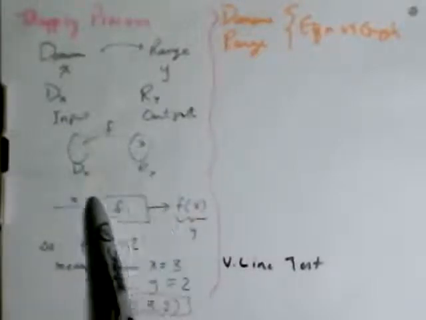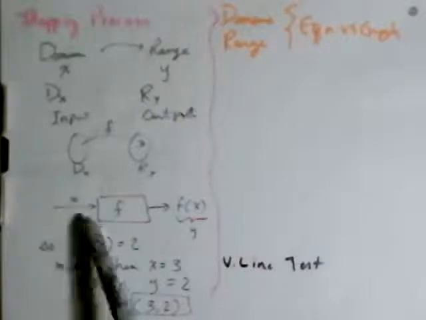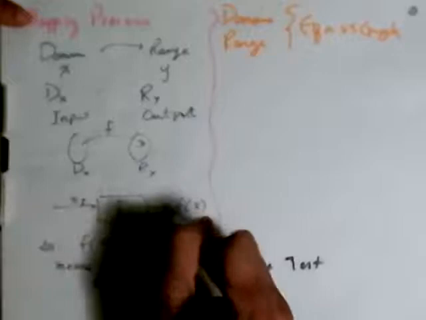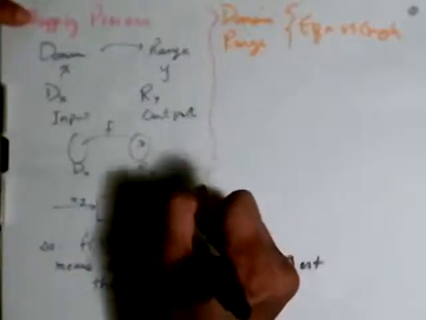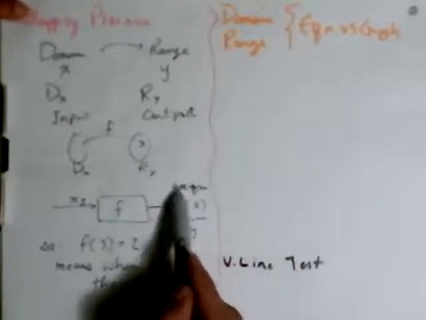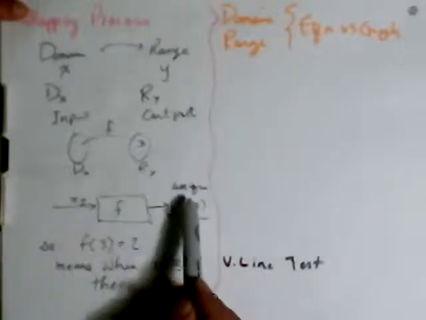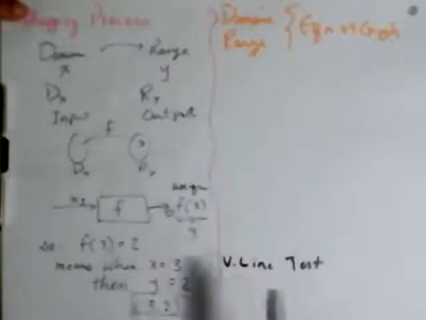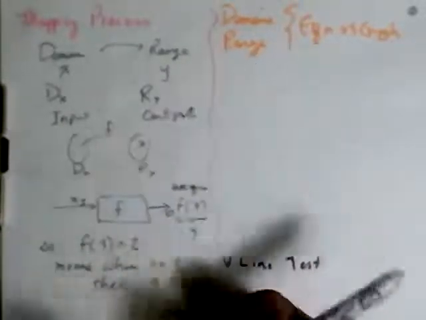Or you can look at it as a box. You input an x, that's your input right there. You get an output. This output must be unique. If it's not unique, it's not a function. So if you put in a 2 and you get a 5 or a 7, then it is not a function. Okay. So let's get domain and range for equation versus graph.